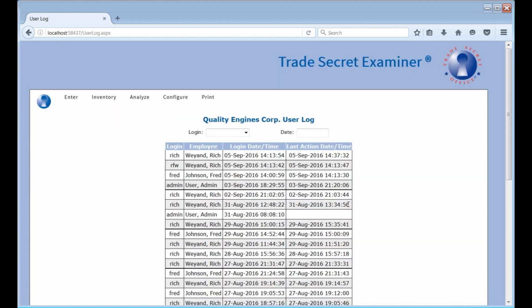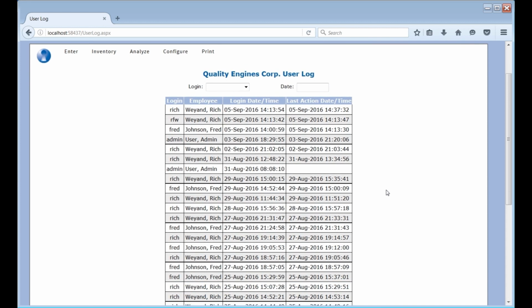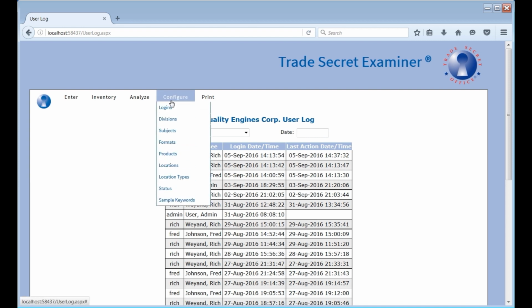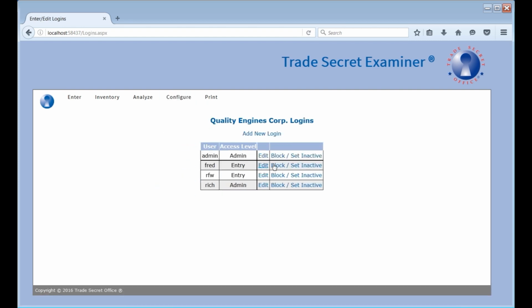We have a user log, and it shows who's logged in at what time. And that's very handy for taking a look and seeing if the fellow who stole our trade secrets is a user on the system when he was in the system. Configuration: we can configure logins, and we can set users inactive, but we can't ever delete a user because the user is part of the data that goes with the trade secrets. We can set them inactive, and that will block their future login, but we don't want to just delete somebody.